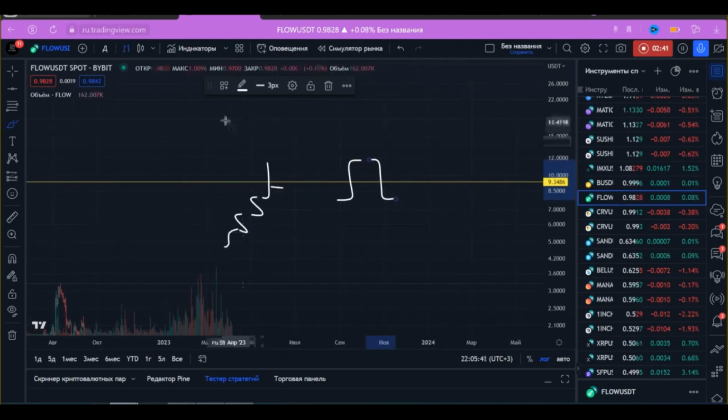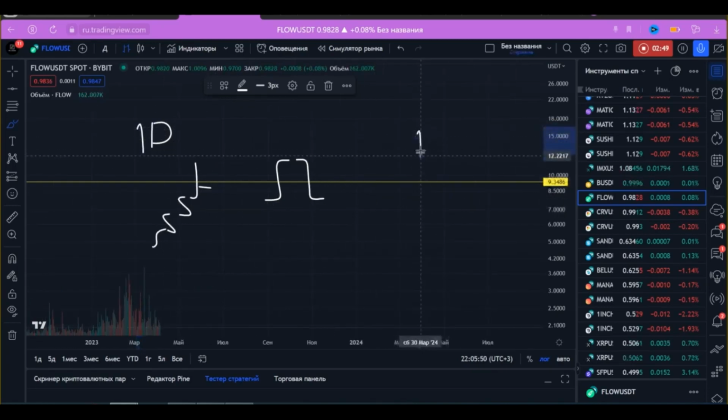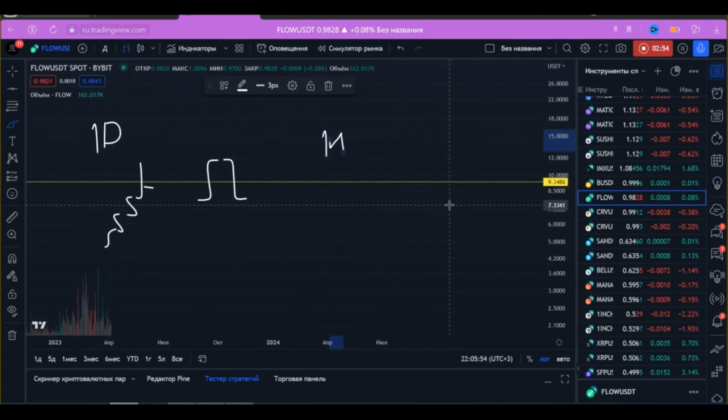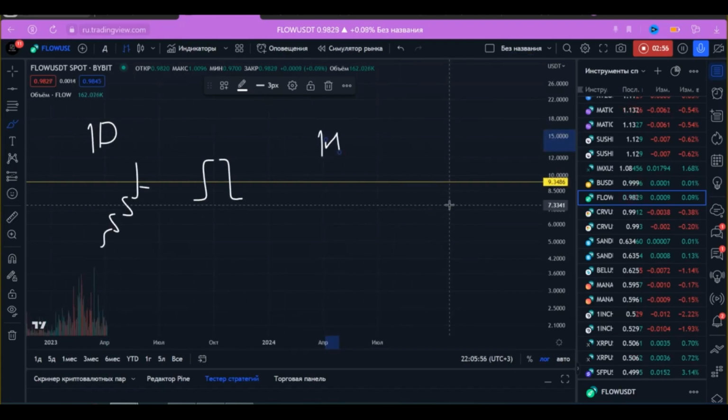This is a daily chart, which means in this case I am showing you what it looks like on a daily chart. One day. What does it look like on the hourly? 1 hour. Well, for example, let's take the hourly, maybe any other time frame that is available intraday.